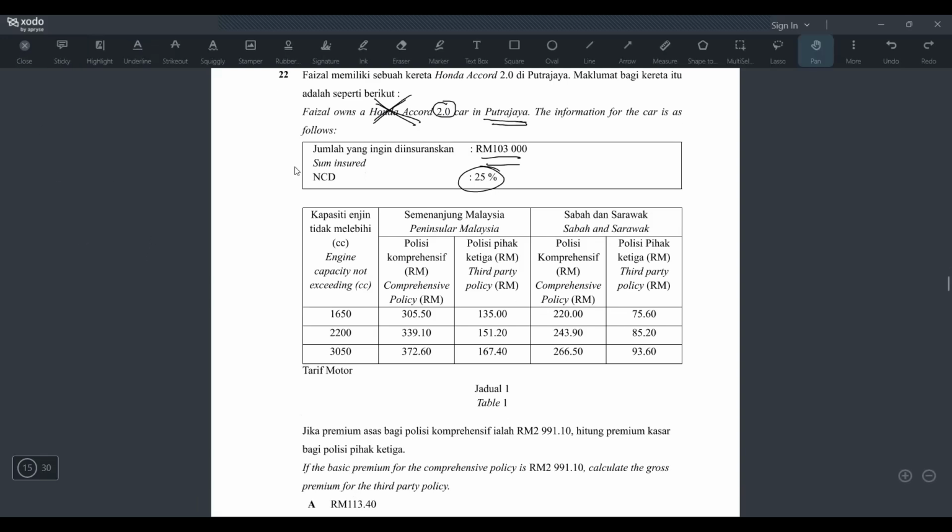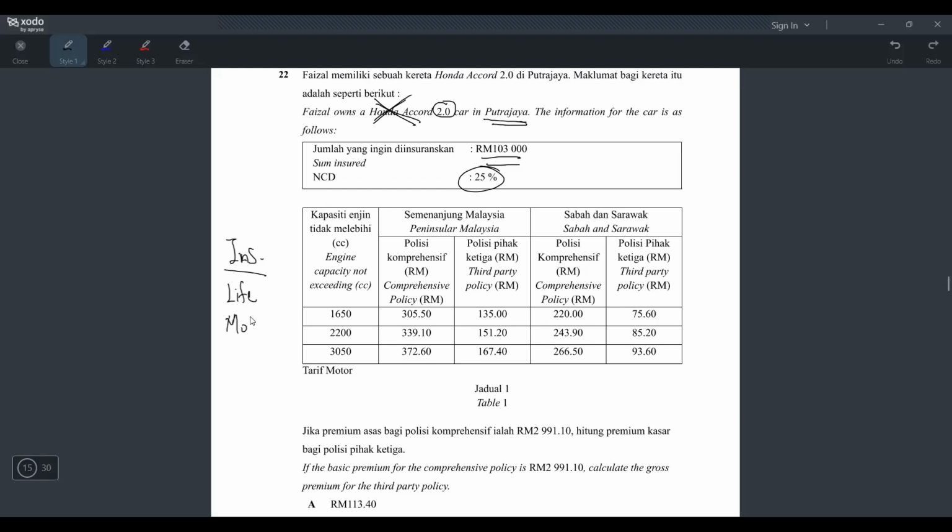Okay, and then let's read what it says below. If the basic premium, okay, sorry, this is insurance. This is insurance. I said it's tax just now. Sorry, I sometimes confuse this also. So I want to mention a bit. For insurance, you have a lot. You have life insurance, motor insurance, medical insurance, and also fire insurance or the property insurance. So these are all that will come out in the exam.